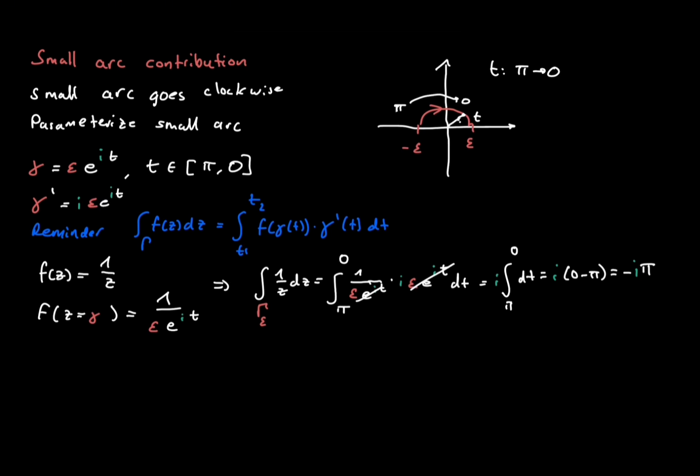And this is the key insight. A full circle around a pole gives 2 pi i times the residue. A half circle gives only pi i. And clockwise orientation introduces a minus sign.